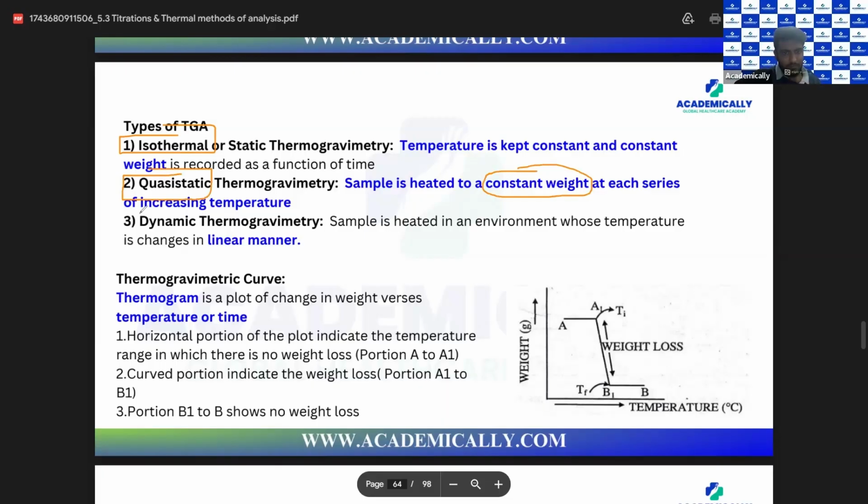Dynamic, where there is a linear change of the temperature. Isothermal मतलब constant temperature. Dynamic मतलब linear change in the temperature. Quasi-static मतलब constant weight in the series. And this is called as a thermograph. Just so you had chromatograph. Correct? Chromatography में the graph was chromatogram. वैसे thermogravimetry में the graph is thermograph.